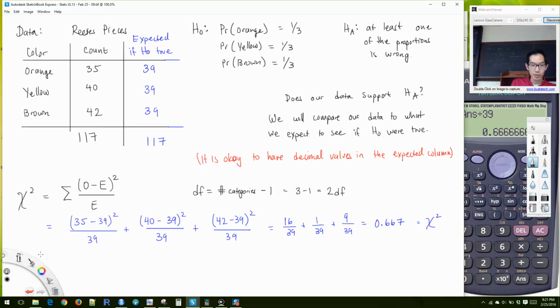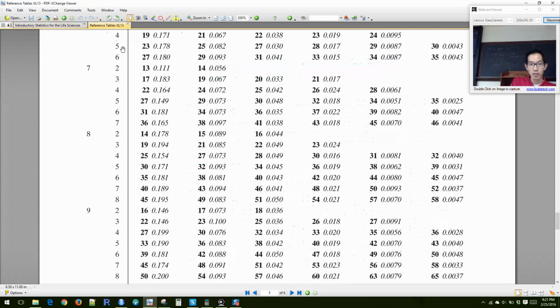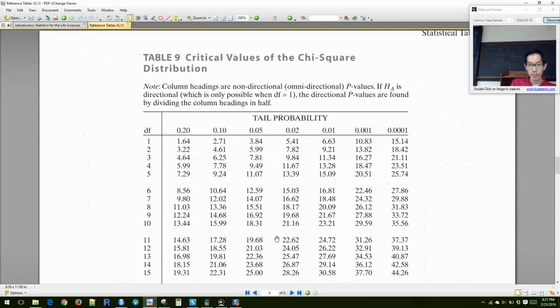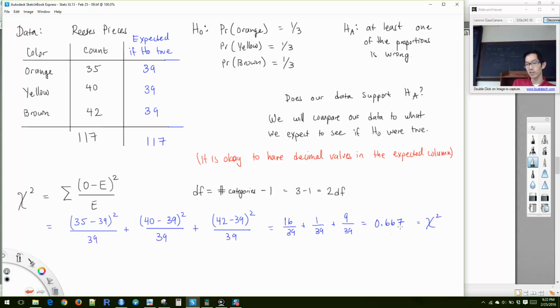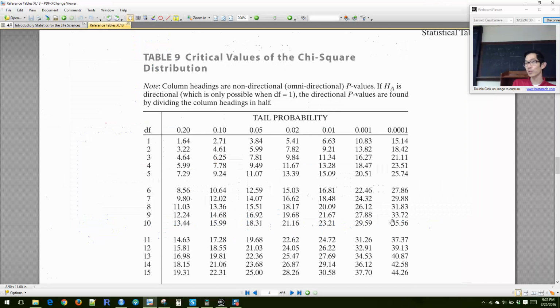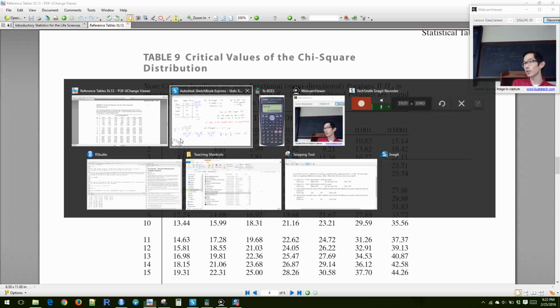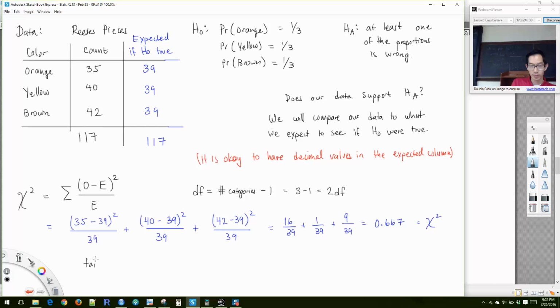Okay. So when we do this, what do we get for our tail area? We're looking at the critical values of the chi-squared distribution with 2 degrees of freedom. The first critical value that appears there is 3.22, and our test statistic is 0.667. So what does this tell us? It tells us that our tail probability is greater than 20%.